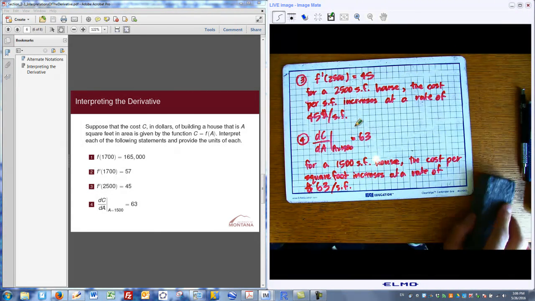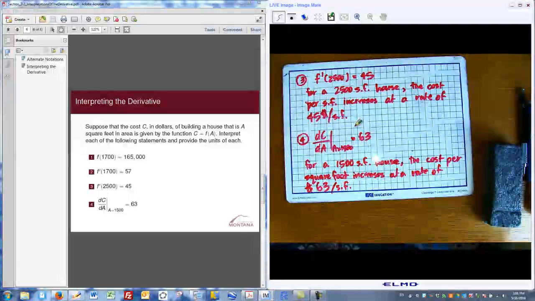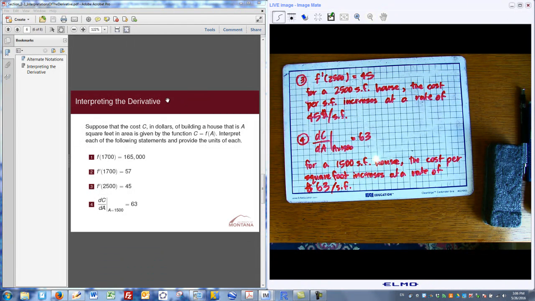Okay, hope that makes some sense on that particular idea, interpreting derivatives. You can see that the answers to questions 2, 3, and 4 all had to do with things that were rates. Of course, since a derivative is analogous to a slope, and a slope is a ratio of rise to run, then we should often expect that derivatives will be interpreted in terms of rates of change.